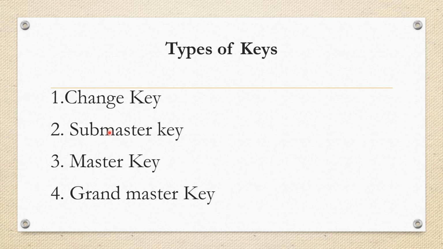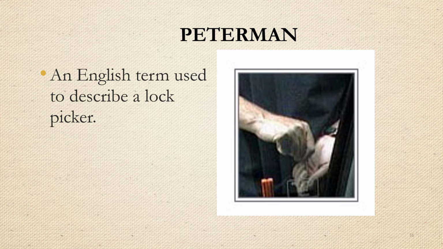Submaster key is a key that will open all the locks within a particular area or grouping in a given facility. Master key is a specific key capable of opening a series of locks. And lastly, Grandmaster key, a key that will open everything in a system involving two or more master key groups. Peterman is an English term used to describe a lockpicker.